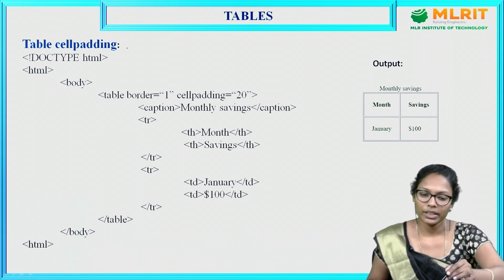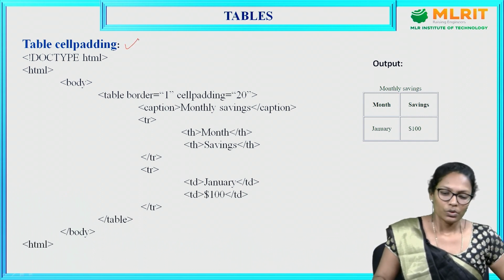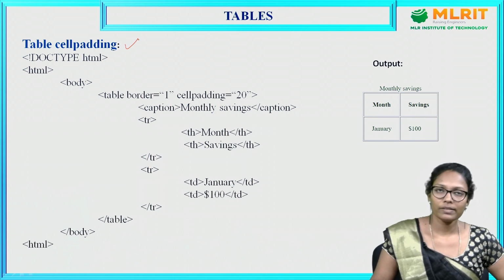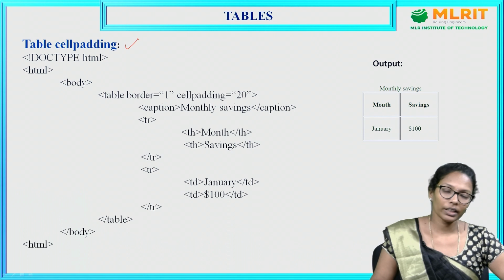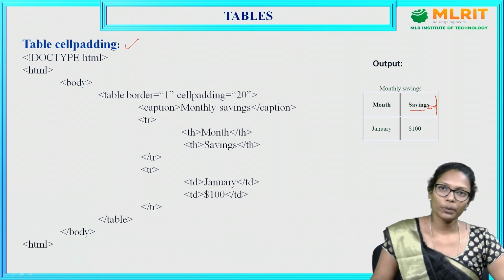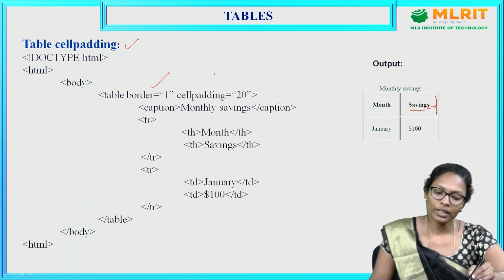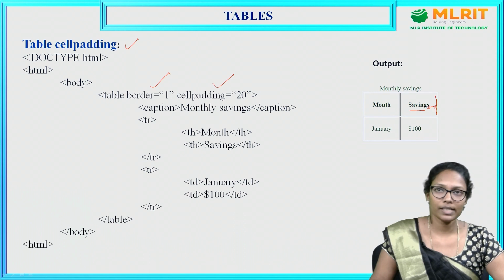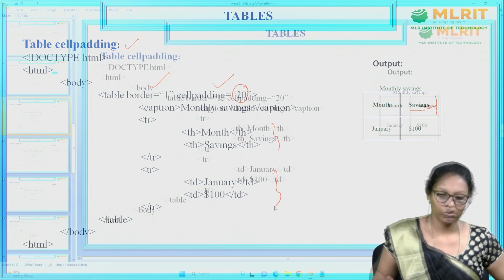So next attribute is cell padding. Just now we discussed what is meant by cell padding. Cell padding is nothing but the space between the content and the cell wall. So this is the wall of the cell and this is the content. The space between these two is called cell padding. The same program I'm rewriting. Along with the border, I'm also specifying one more attribute, that is cell padding. I'm giving the cell padding as 20 here, so that's why you're getting this much space between the content and the wall of the cell. Again, two rows I'm inserting. We will check the output for this also.